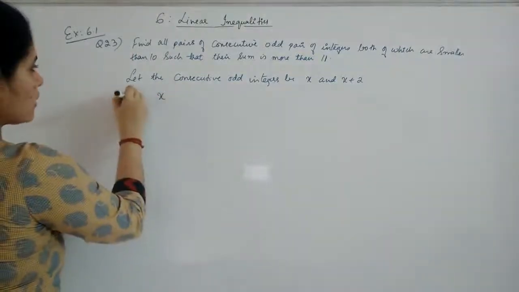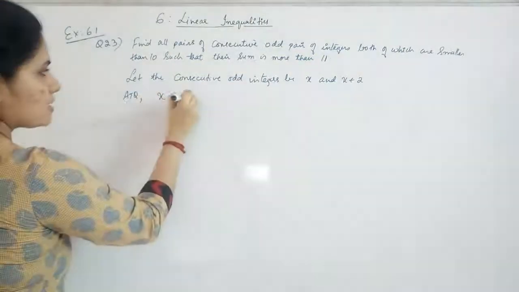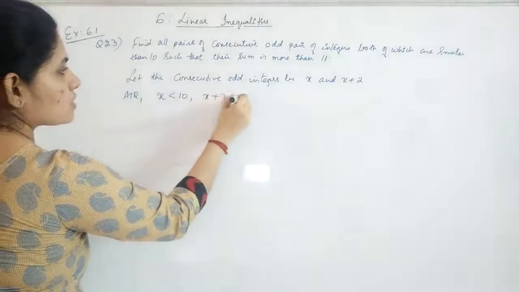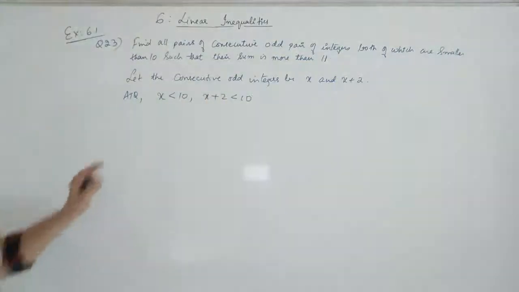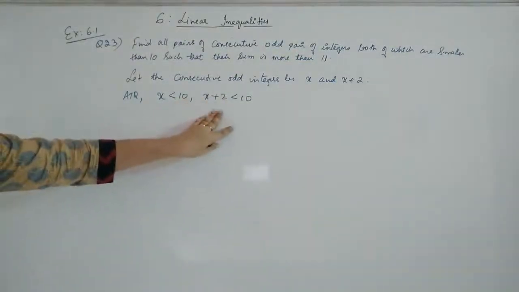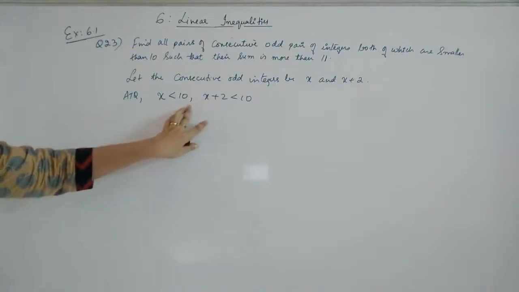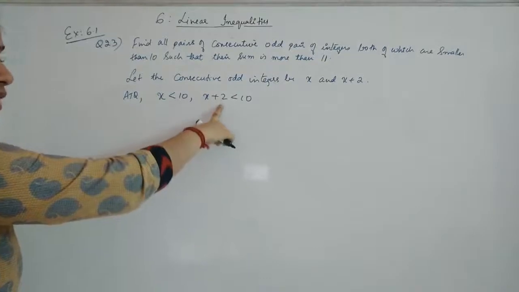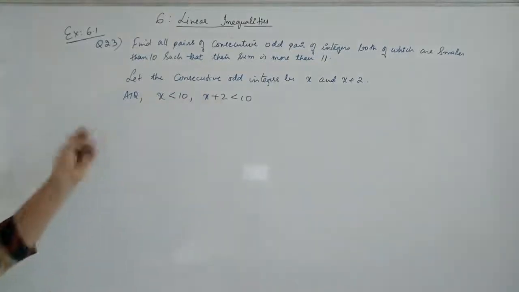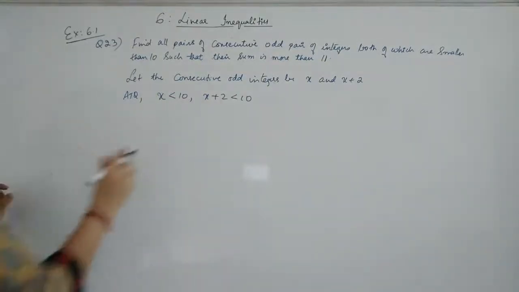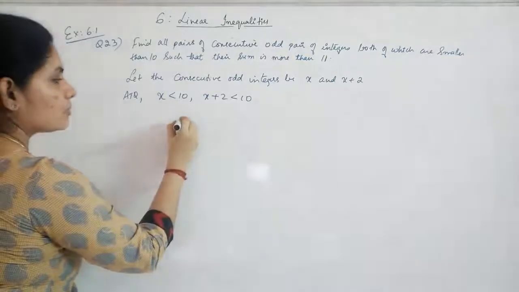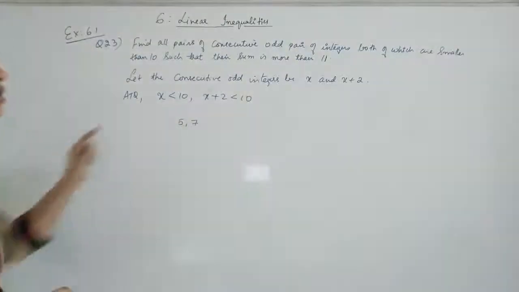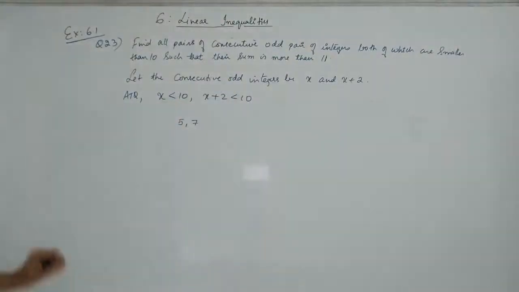That means according to the question, you are getting x is less than 10 and x plus 2 is also less than 10. Now in order to say these two, if we just go through the numbers, we can say that if I say any one of the inequalities, that will imply the other one. Suppose, as an example, 5 and 7 are the two consecutive odd integers which you have taken.